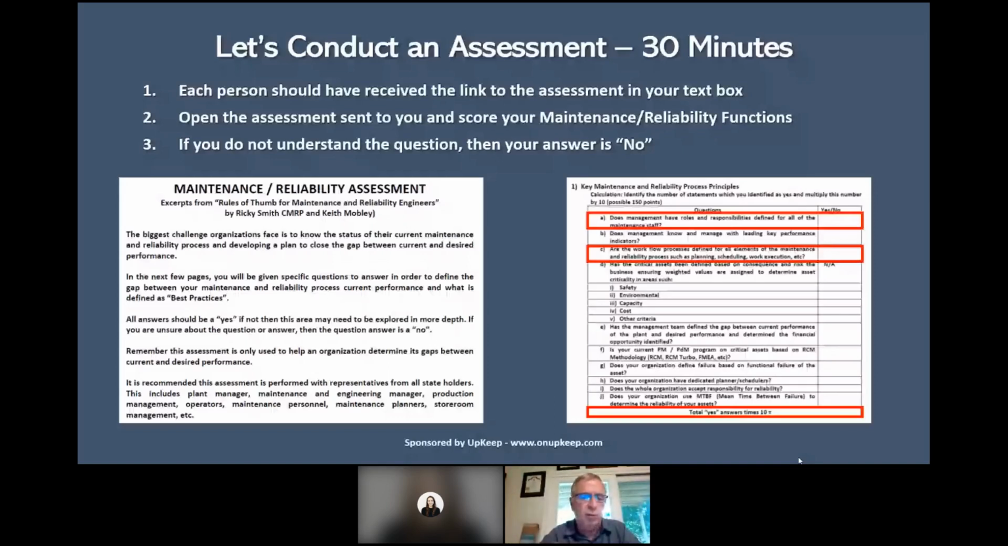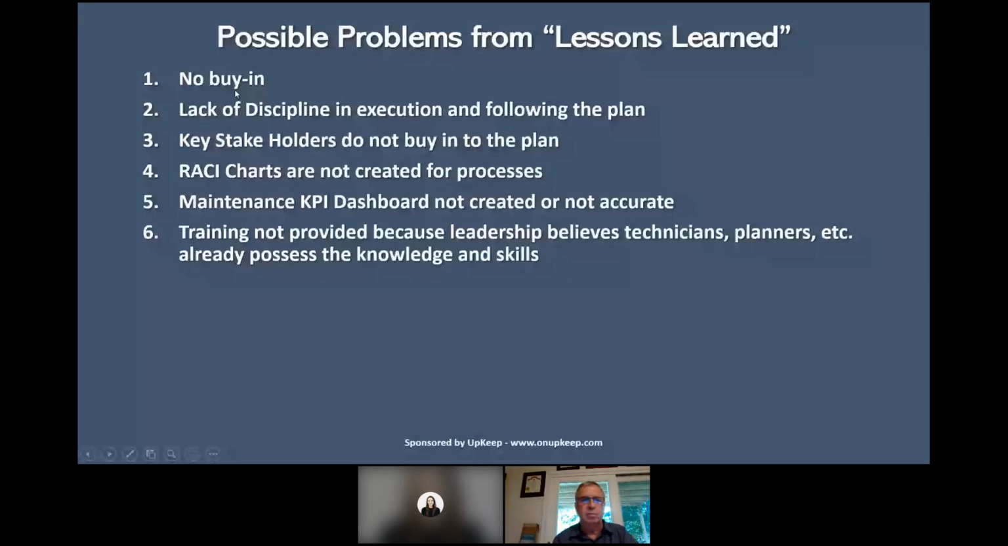So I'm going to ask you, when you go back, to sit down with key leaders or key stakeholders and go through this assessment. And I'd like to hear back from you. So let's move on from here. That's good. Everybody seems to be doing good. Okay.